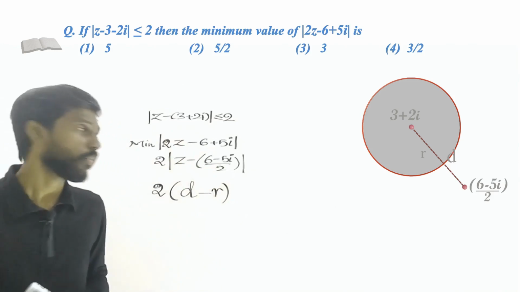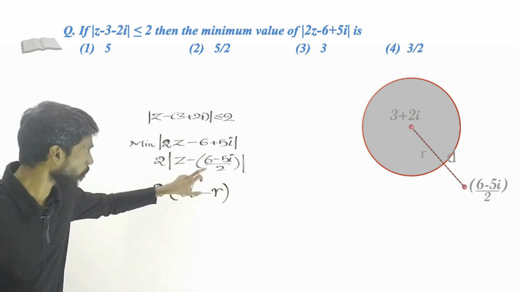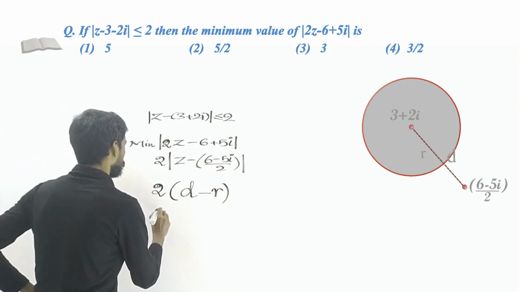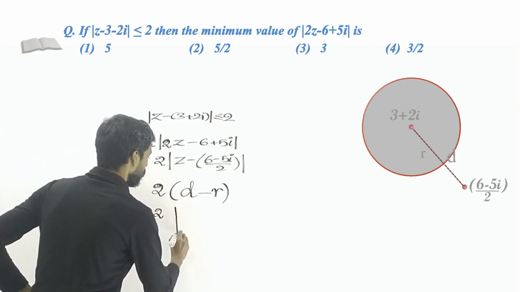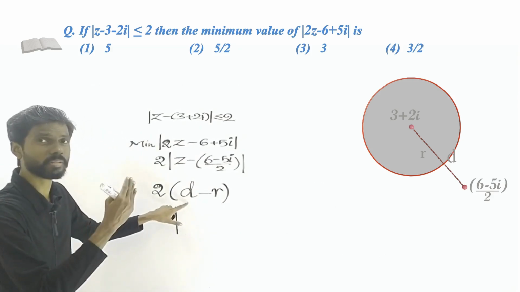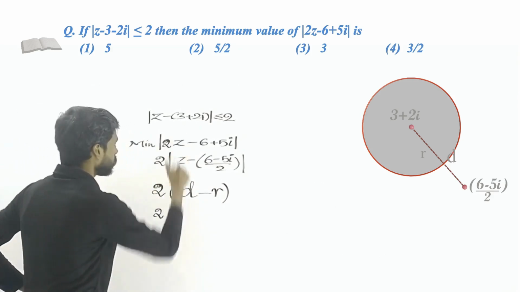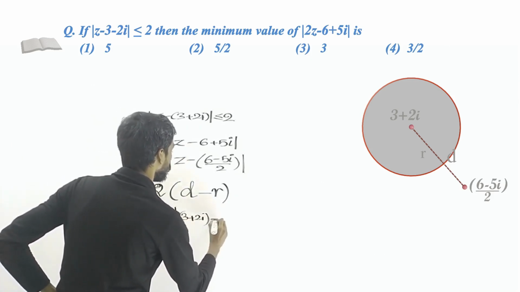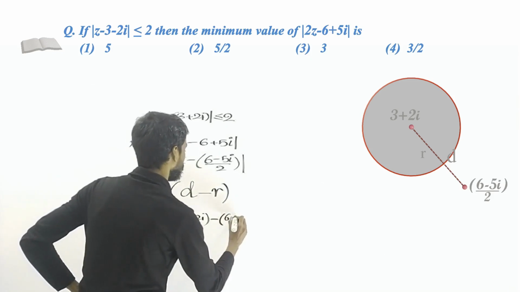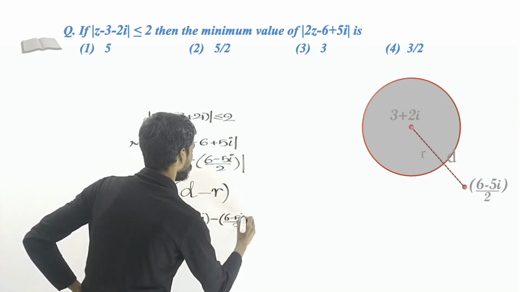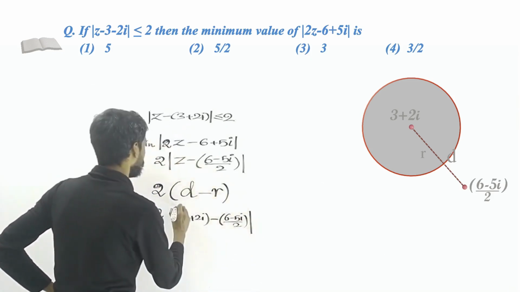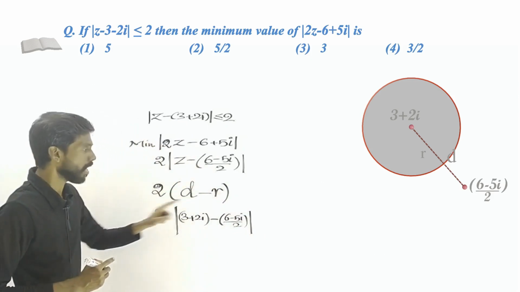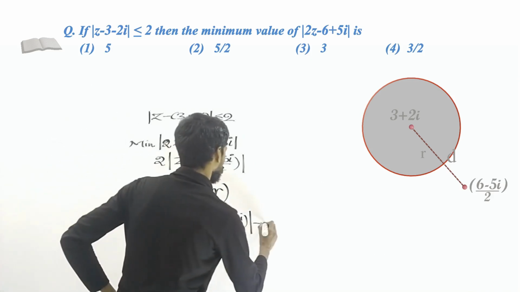Now we have to find the distance from this point to that center, right? That distance can be found using the modulus of the difference. Distance means the difference between the complex numbers, and then the modulus. So that is 3 plus 2i, that is the center, minus this, (6 minus 5i)/2. That is d, the distance between the center and the given complex number. Now minus r, the radius is known, 2, so minus 2.